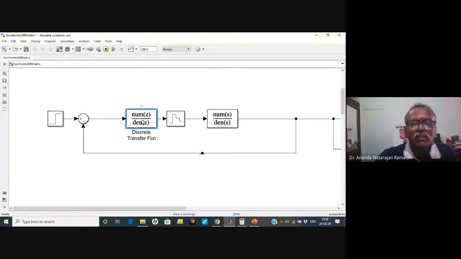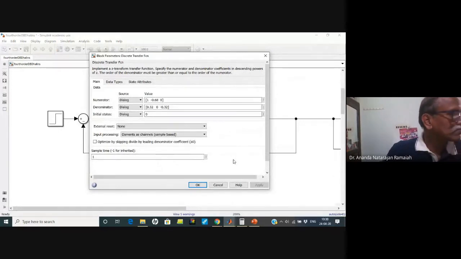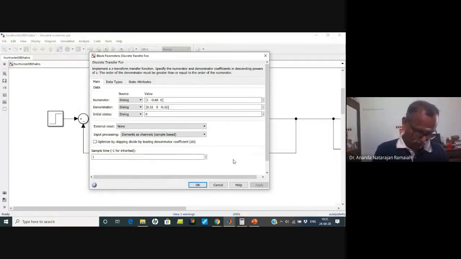Then in the discrete transfer function, we have to enter the controller. Numerator: I already sent the papers to you. That is z square, that's why -1 we entered. We have already seen that this is physically realizable, and we checked that the controller is stable. Then the coefficient of z you enter; there is no constant term, so enter 0, since it must be in positive powers. Then the denominator: the coefficient of z square is 0.32, no z term so 0, and a constant term minus 0.32. So we entered all these things.